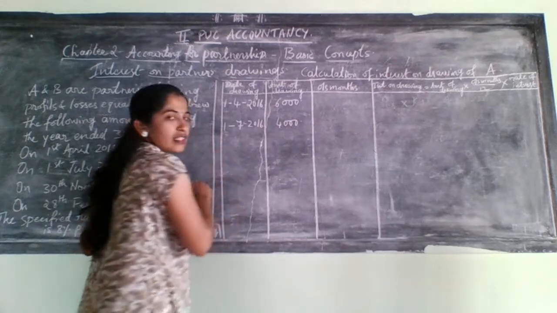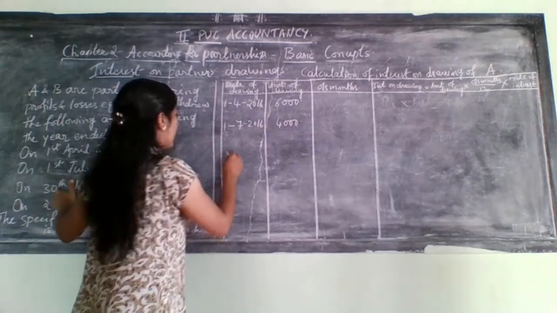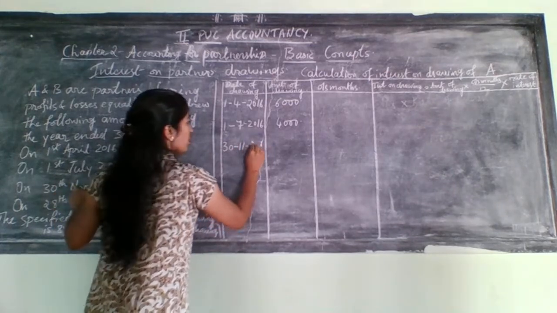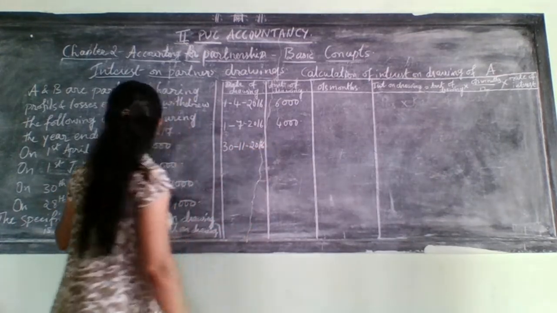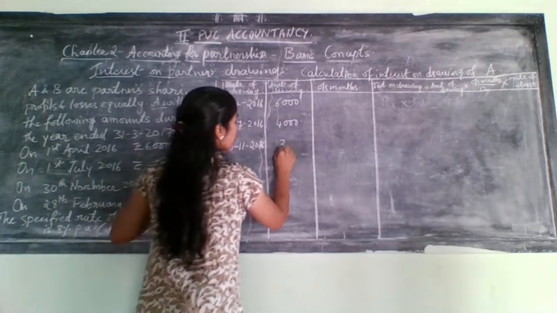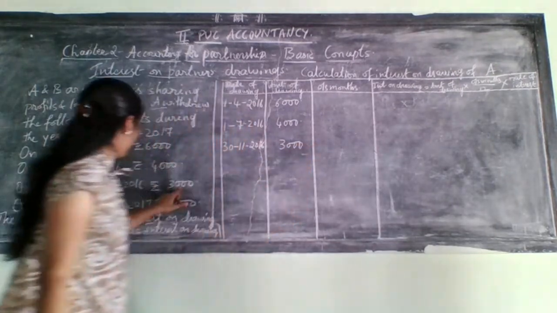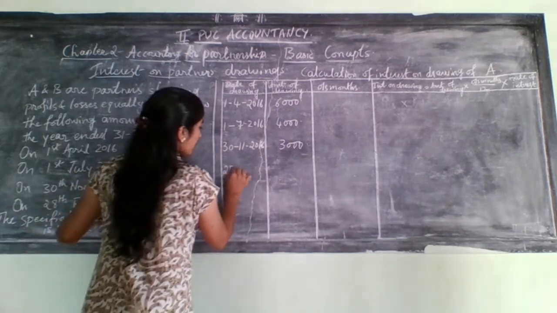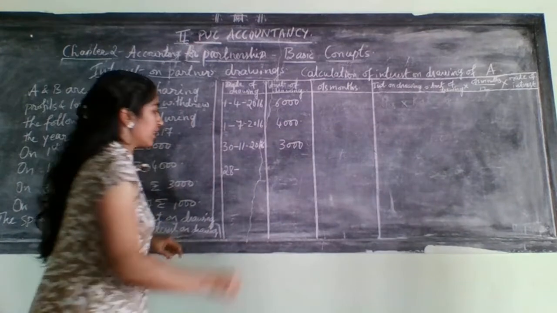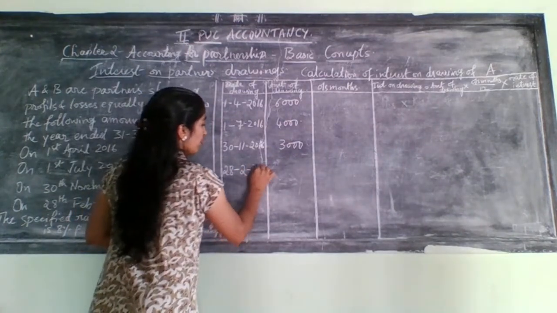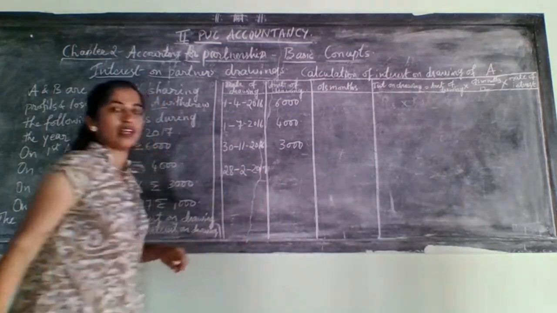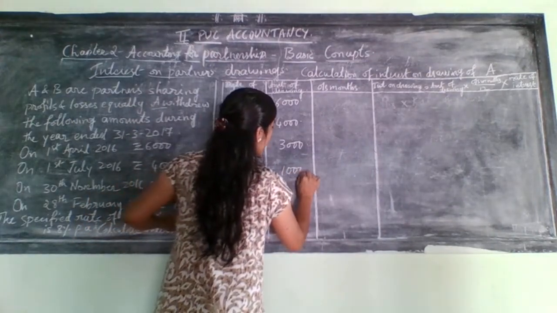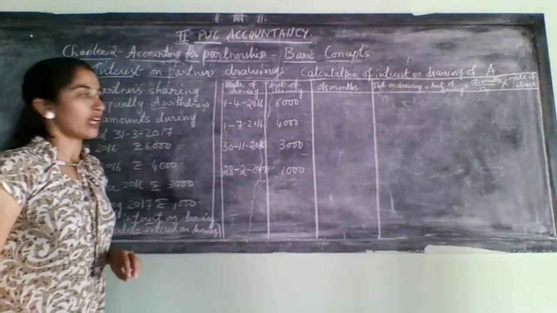It will come at last. That is the 11th month, so the date is 30th 11, 2016. How much? 3,000. Next one. The last one is on 28th February. 28 means 28. Which month is it? Second month, 2017. Amount of drawing, 1,000.